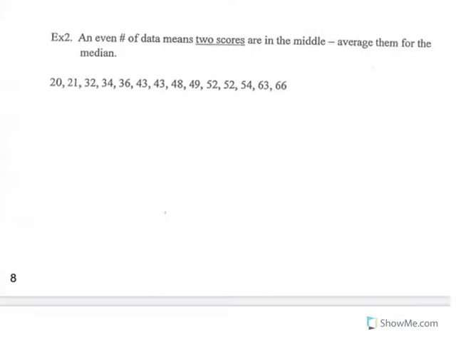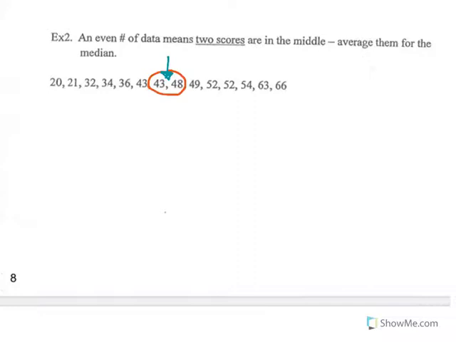And if we've counted right, we should have 14 numbers. So half of 14 is 7. So that means that we're going to have 7 numbers and 7 numbers, and so the 2 middle numbers look like they're going to be this 43 and 48. And we need to figure out what's going to be that middle number between those 2.